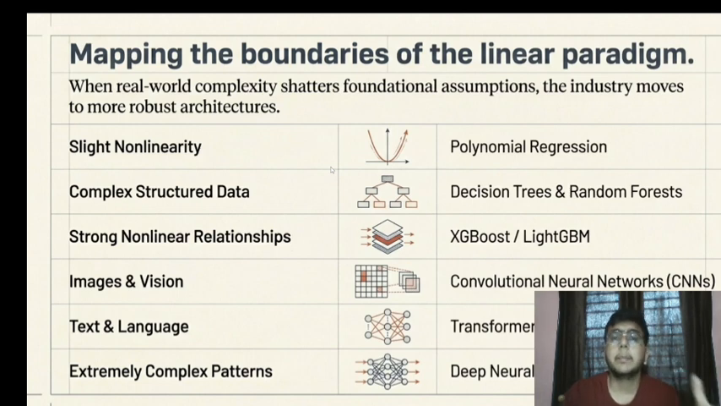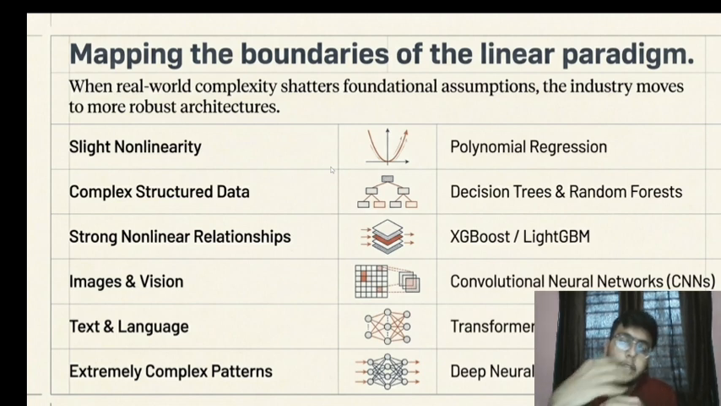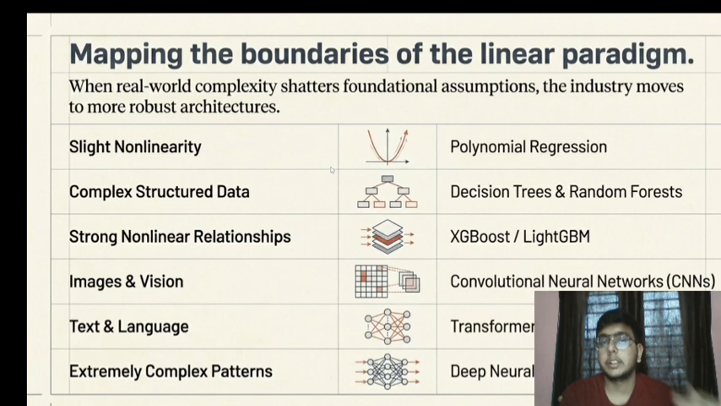Then, mapping the boundaries of the linear paradigm, meaning linear regression. What does it mean? On the left-hand side you see the scenarios where linear regression can fail, and on the right-hand side the solution. We use polynomial regression or decision tree instead of linear regression when it fails in particular scenarios. When real-world complexity shatters fundamental assumptions, the industry moves to a more robust architecture.